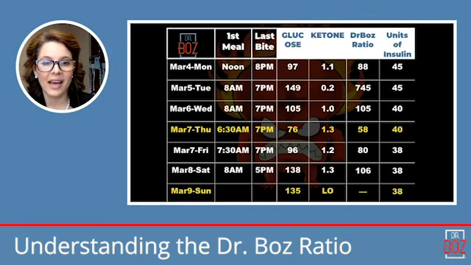And when I look at the prediction for what we're going to see in the next week, I know that her Dr. Boz ratio is finally at the place where she, like her son, will probably get some weight loss. And that's really exciting, not just for her, but also for me. I mean, to watch her work this hard and not have any of the benefits for weight loss.